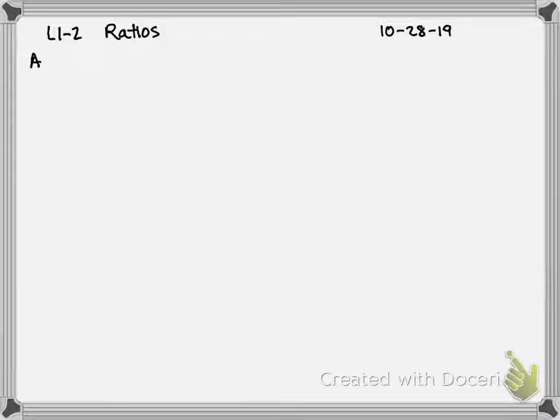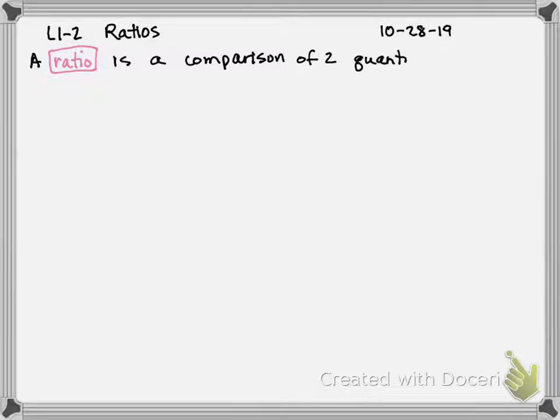So let's start with what on earth do I mean by a ratio? Actually, we've talked about this word before. A ratio is a comparison of 2 quantities using division. Okay, and this should sound familiar to you, also known as a fraction.